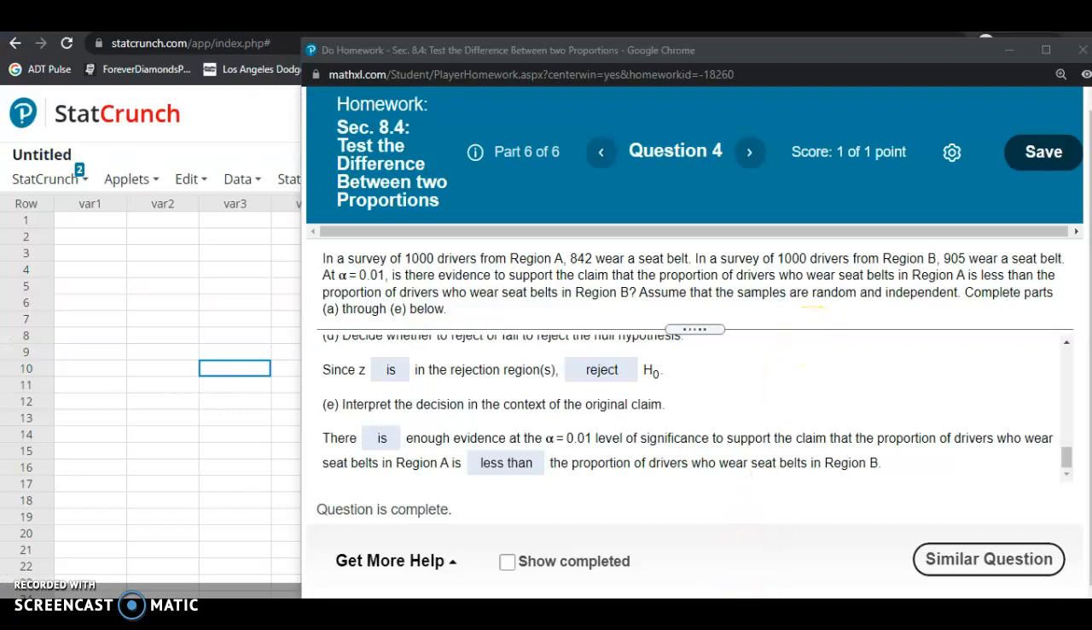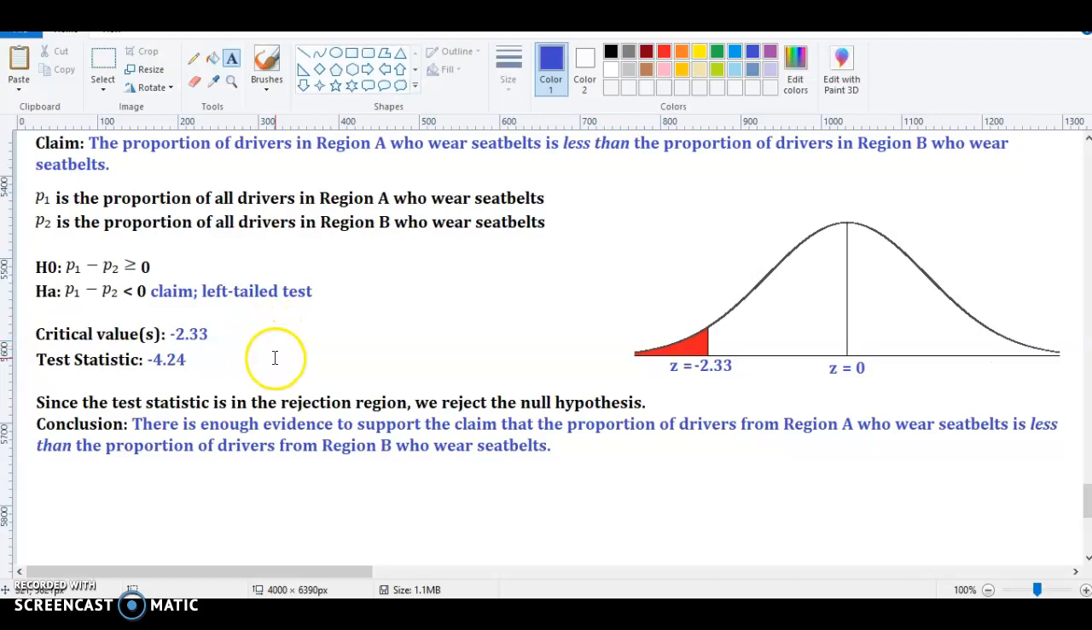Before we end the video, it's worth noting how we knew that our test statistic was in the rejection region of this left-tailed test. Once again, you can draw a bell-shaped curve with a 0 in the middle, and the critical value is the cutoff point for the rejection region. Because this is a left-tailed test, the rejection region is in the left tail of the graph, which is shaded in red. Any test statistic less than negative 2.33, the critical value, is in the rejection region. If your test statistic is greater than negative 2.33, it's not in the rejection region, and therefore you would not reject the null hypothesis.